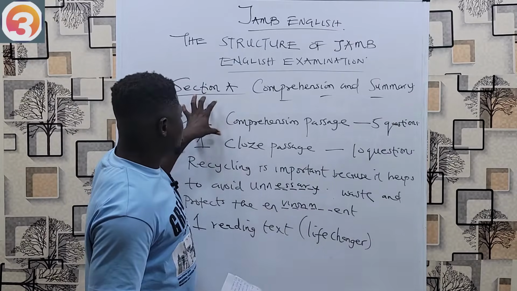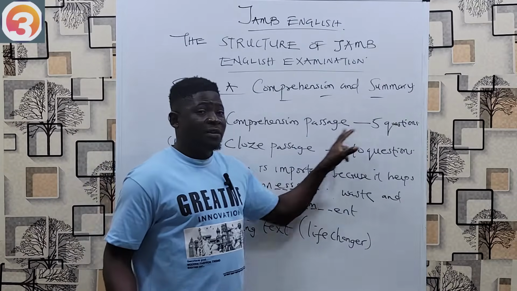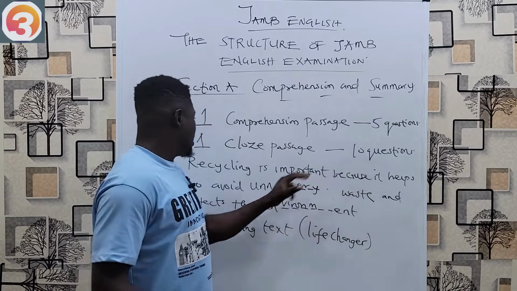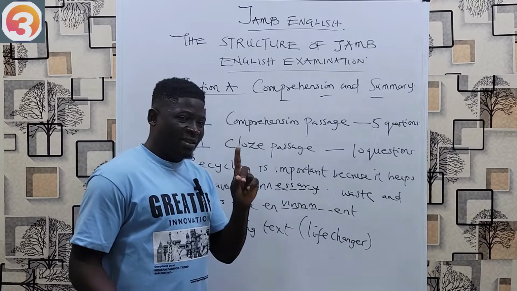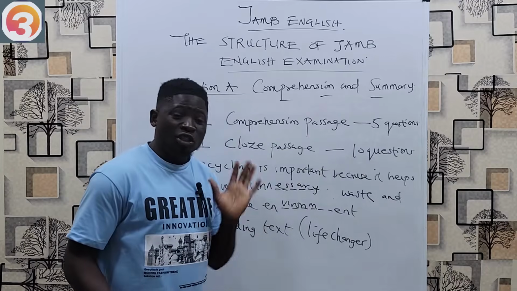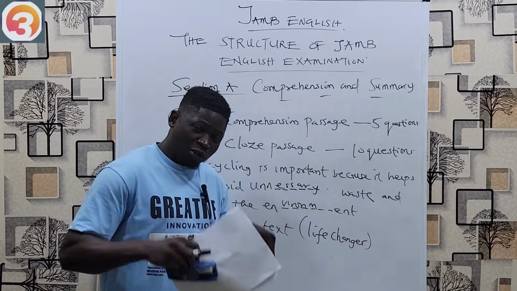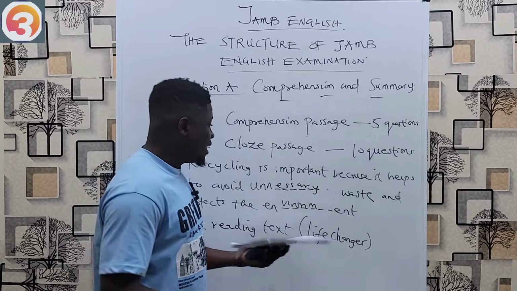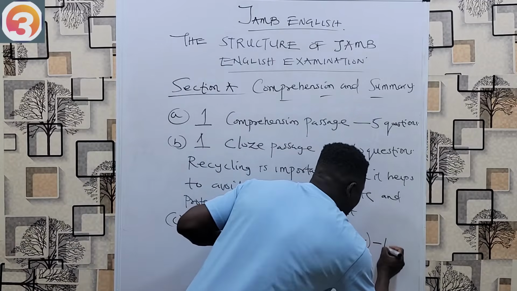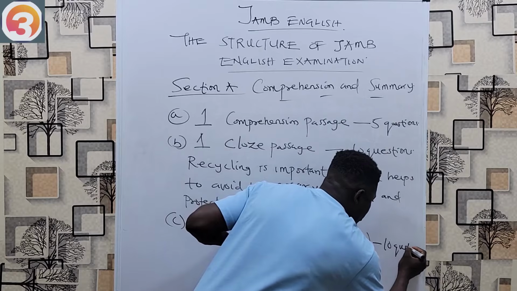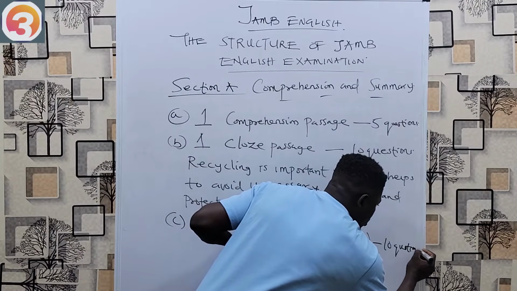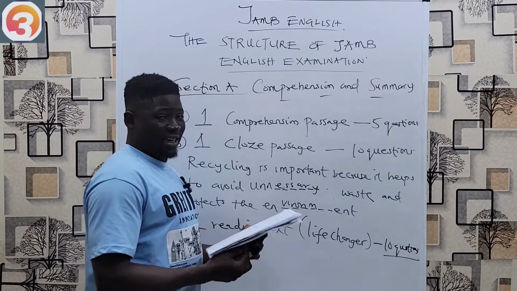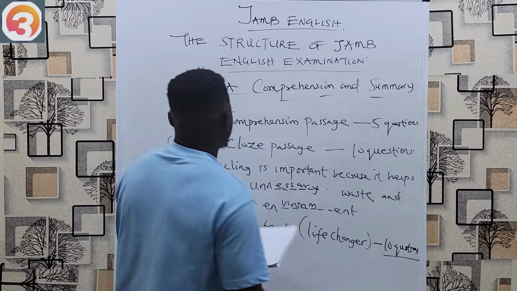So this is the first section, section A: one comprehension passage, 5 questions. B, one closed passage having 10 questions. Then C, one reading text. The text may be different in your own time, but as at the time of shooting the video, it is Life Changer. So under this reading text, how many questions will be set? 10 questions will be asked under this reading text. All right, that's the first section, section A.